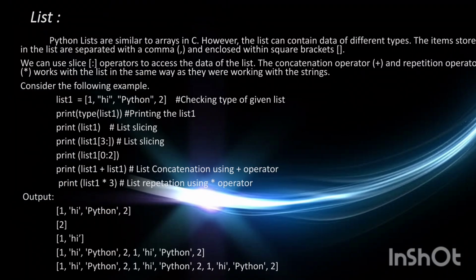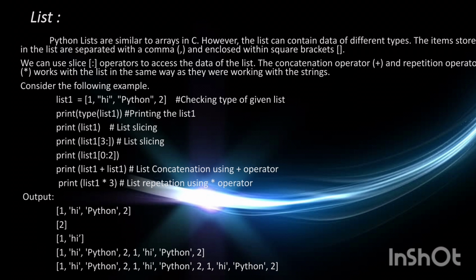Now we'll discuss the second type of sequence, that is the list data type. In Python, lists are similar to arrays in C. However, a list can contain data of different types. The items stored in the list are separated with commas and enclosed within square brackets. We use the slice operator, the colon, to access the data of the list. The concatenation operator plus and the repetition operator star work with lists in the same way as they work with strings.